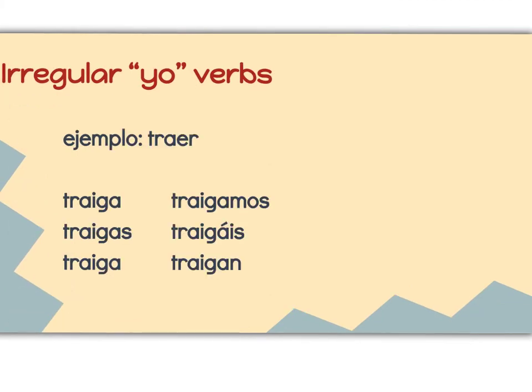So think about why it's so important that we know what the irregular yo verbs are. If one of the steps in forming the subjunctive is to make the yo, that's going to affect everything. So por ejemplo, let's take traer. This is another example of an irregular yo verb. In the yo form, traer is traigo.